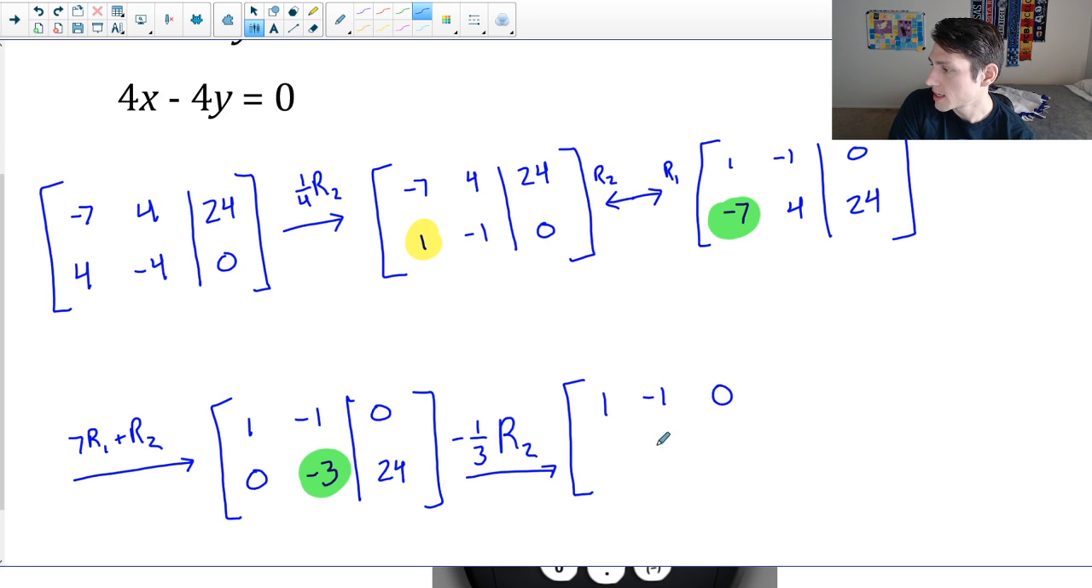Row 1 stays as it is. 0 times negative 1/3 is 0. Negative 3 divided by negative 3 is positive 1. 24 divided by negative 3 is negative 8.